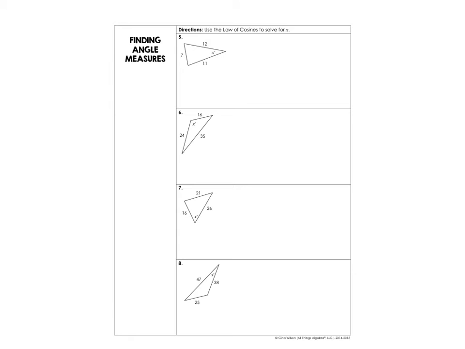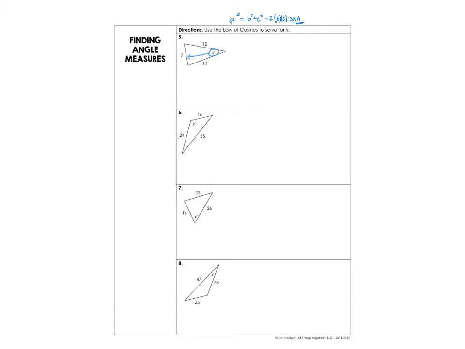All right, finding angle measures. Now, I'm going to rewrite the law of cosines here. Now, it doesn't matter if we're using A, B, or C. So I'm just going to write one of them. So let's just say A squared equals B squared plus C squared minus 2 times B times C times the cosine of A. Okay, now, this one doesn't give us the angle. So X is going to go here where our angle should go. Our corresponding side is 7.